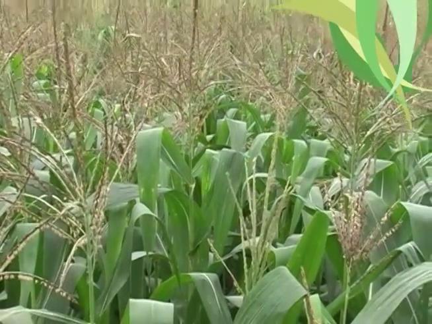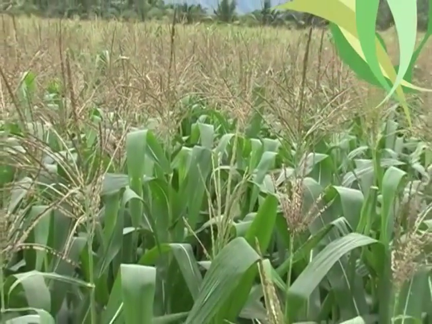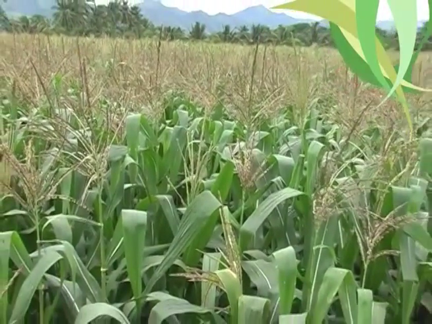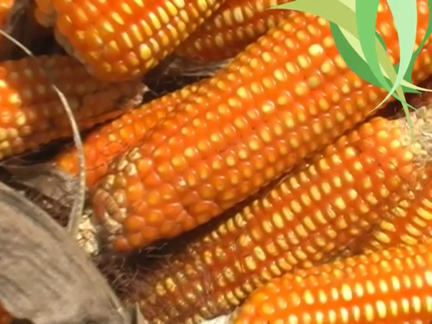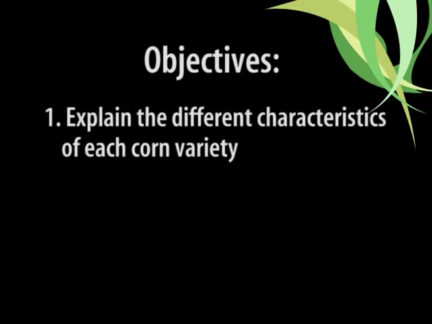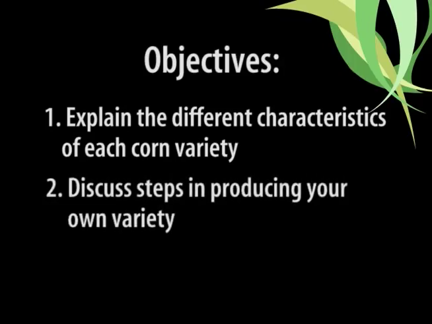There are various factors to be considered to ensure successful corn production. But choosing the right variety is one of the greatest influences to its success. This video aims to explain the different characteristics of each corn variety and discuss the steps in producing your own variety.